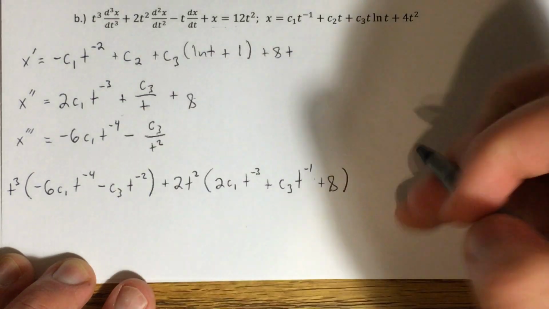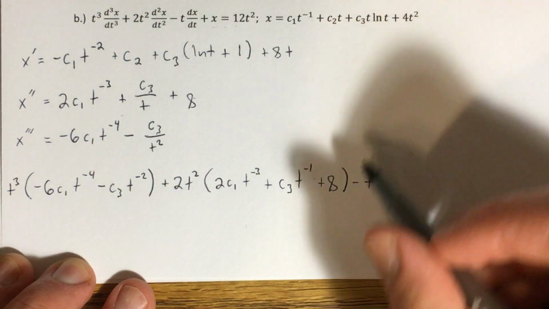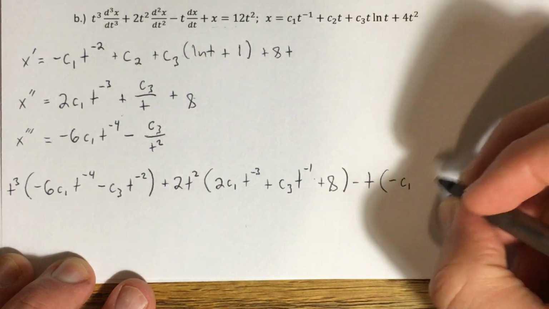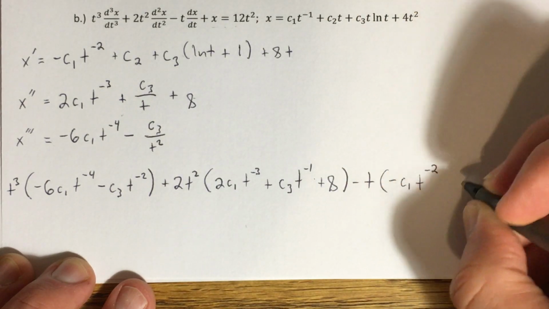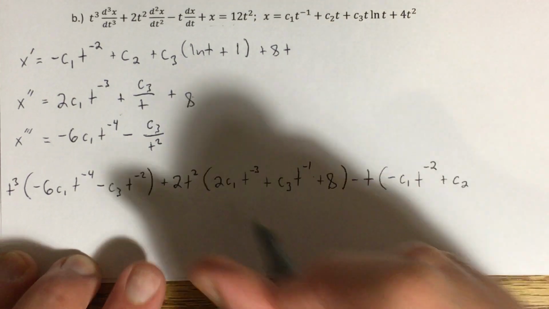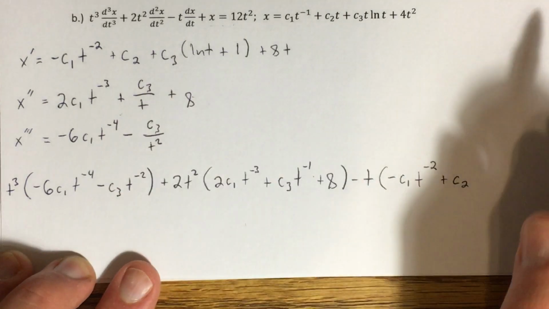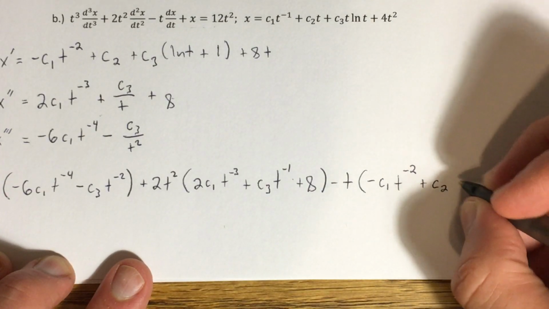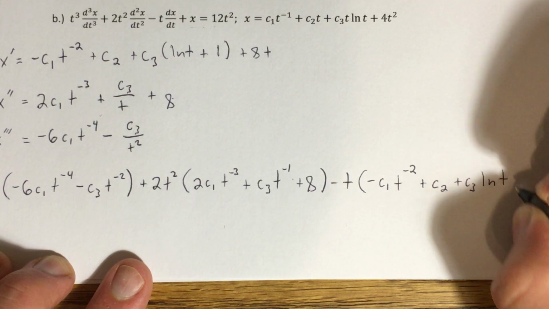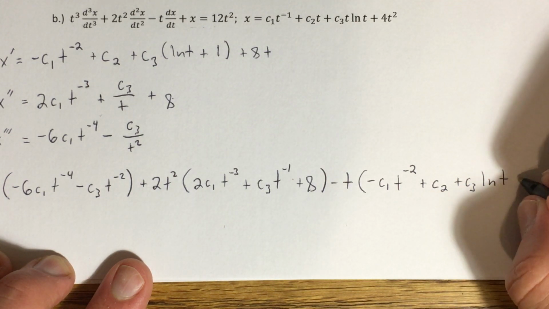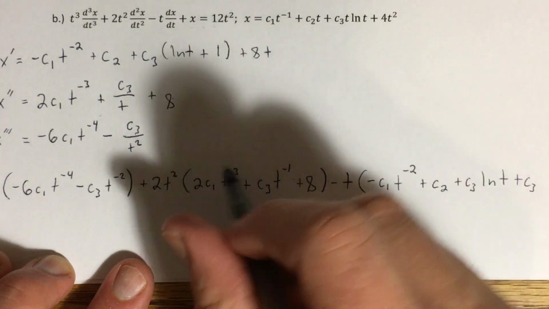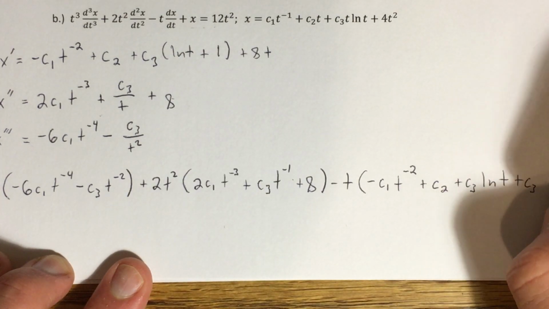Now I have minus t times my first derivative given here, negative c1 t to the negative second power plus c2. Let's do this. Let's distribute the c3 in here just so it's easier to see how things cancel later. Plus c3 natural log of t plus c3 right there. And then I have plus 8t there.